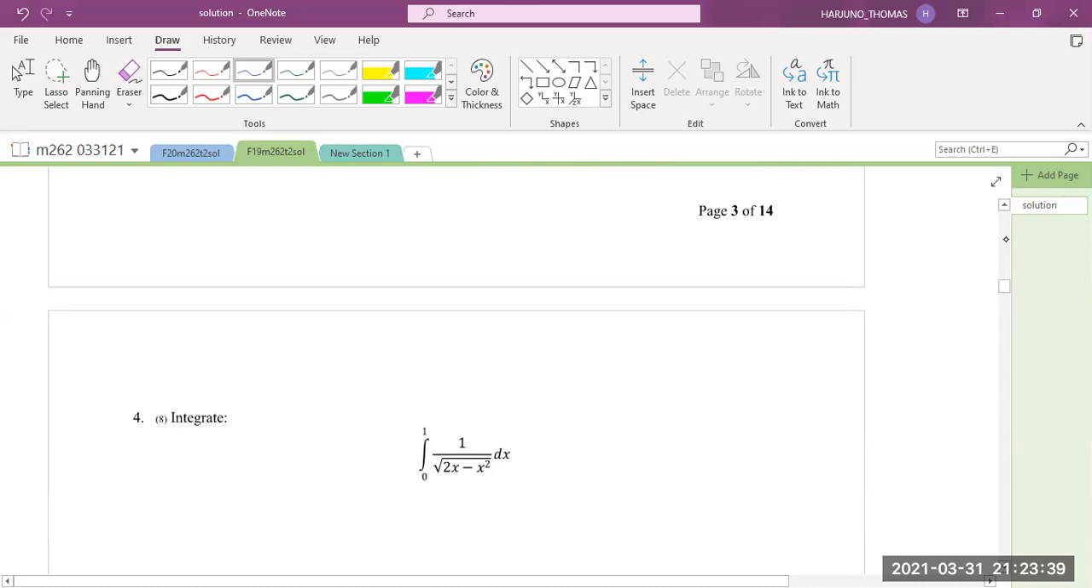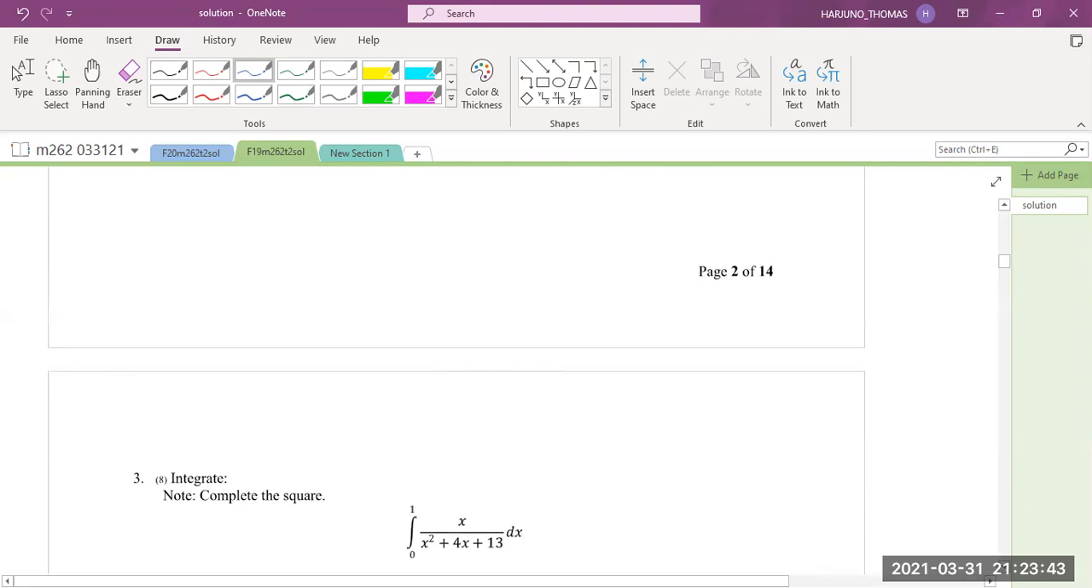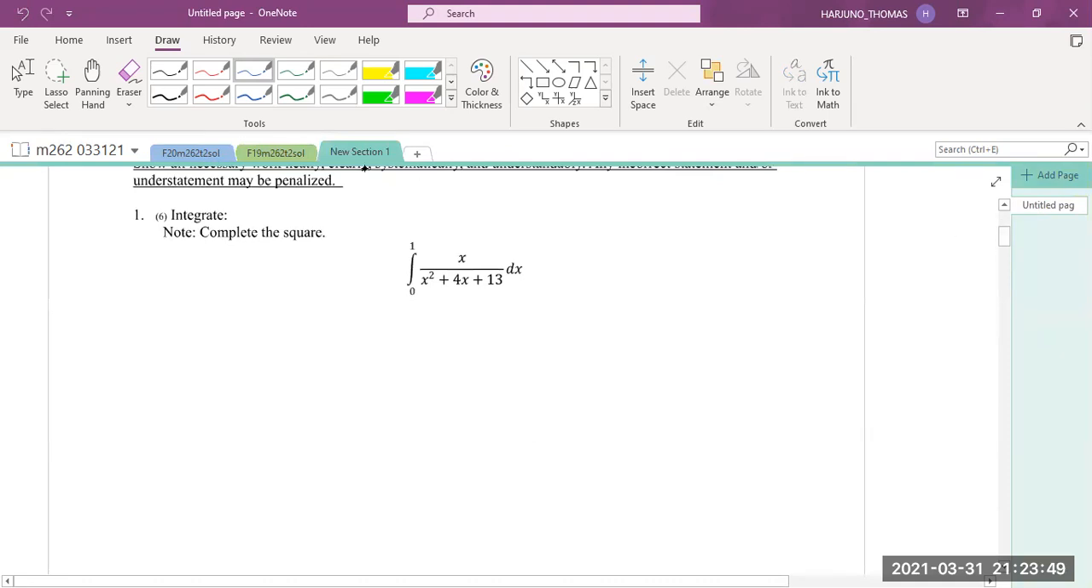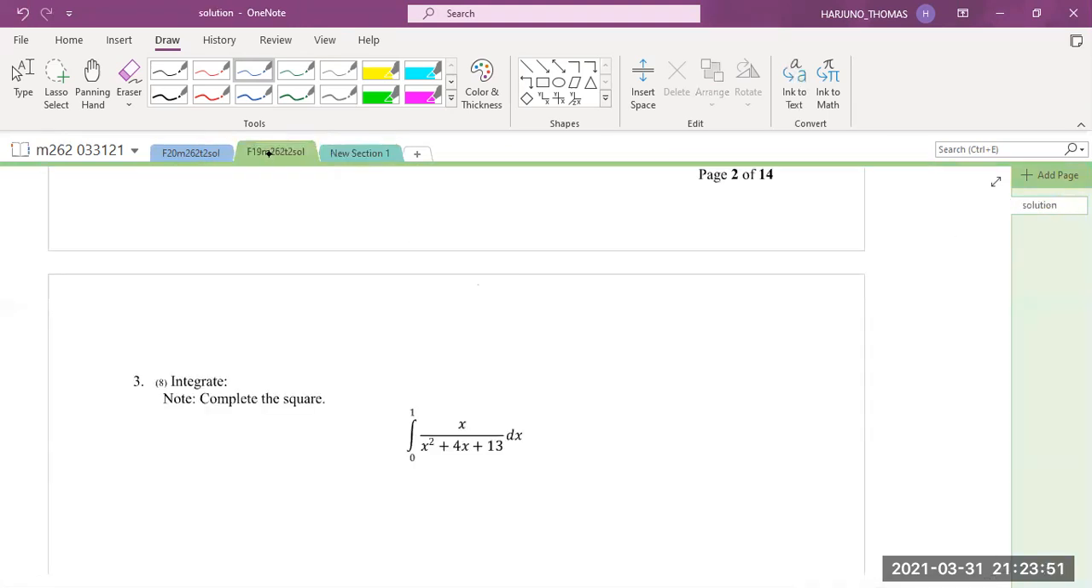This one, complete the square. This one, complete the square. So do we have this question in your quiz? Oh yeah, that's number one. Duh. Yeah, this is equal to the integral from 0 to 1 of x over x squared plus 4x plus 4 plus 9. It should be easy for you at that point.